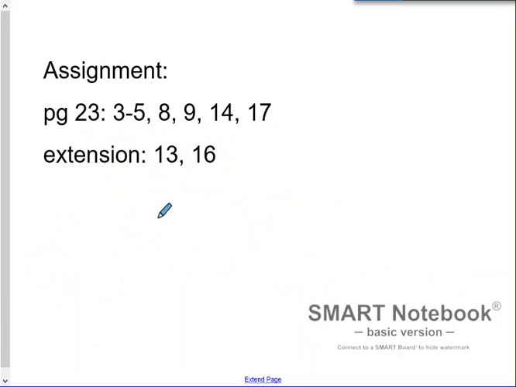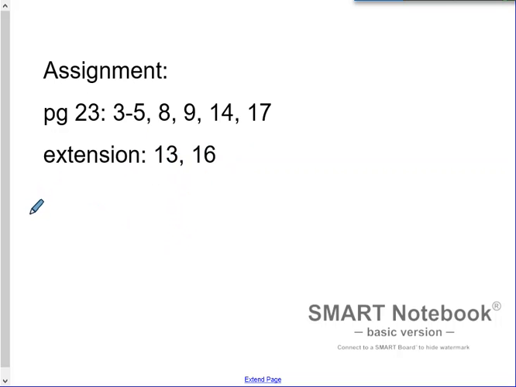So your assignment is page 23, 3 to 5, 8, 9, 14, and 17 as an extension if you finish early or want some extra brain exercise or just want to know you're doing good. Also, you can also complete 13 and 16, but you do not have to. That is optional. A couple hints.